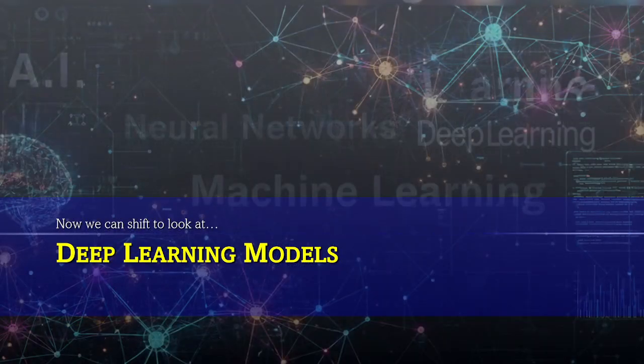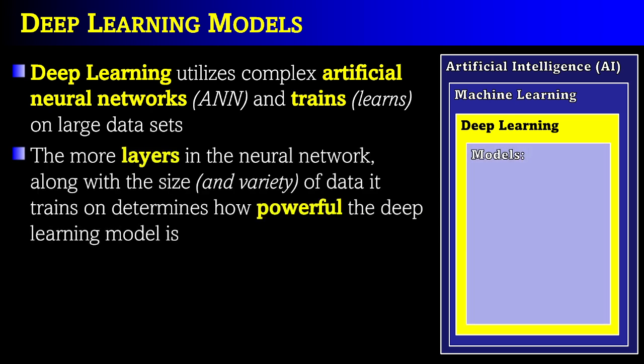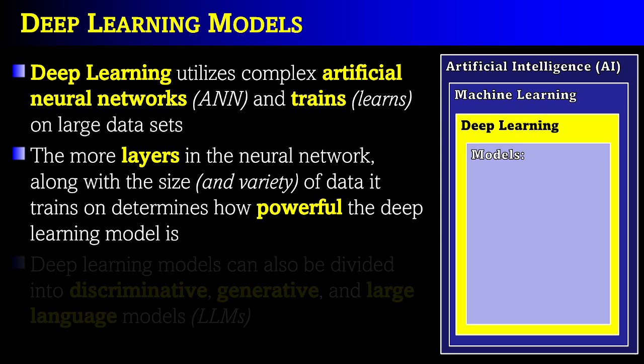All right, so let's shift our focus now to look at deep learning and some of the models that deep learning employs. So deep learning utilizes those complex artificial neural networks, sometimes abbreviated as ANN, and it trains or learns on large data sets. So here you see deep learning as a subfield of machine learning, as a subfield of artificial intelligence. The more layers within the neural network, along with its size and variety of the data that it trains on, determines how powerful or how deep that learning model is.